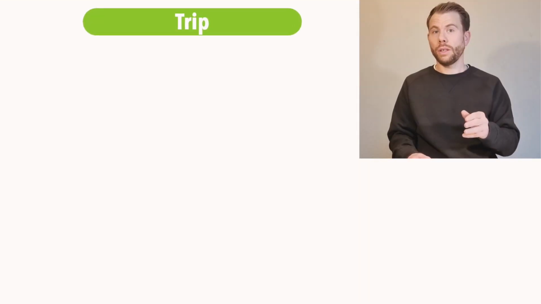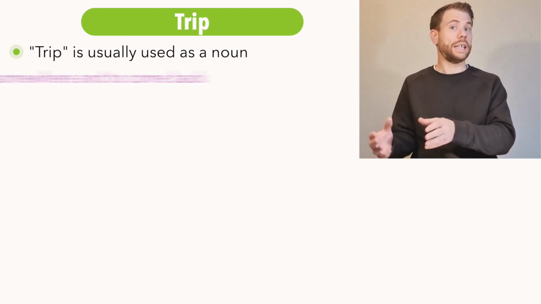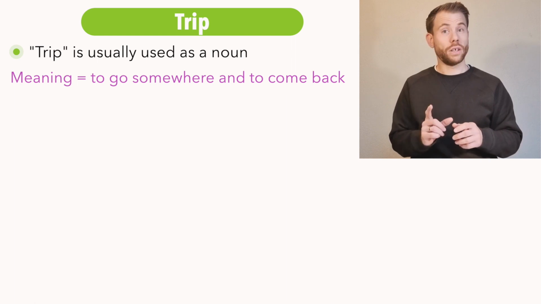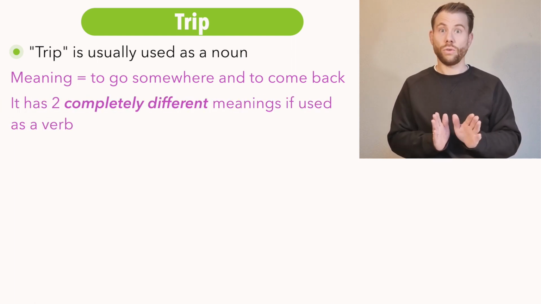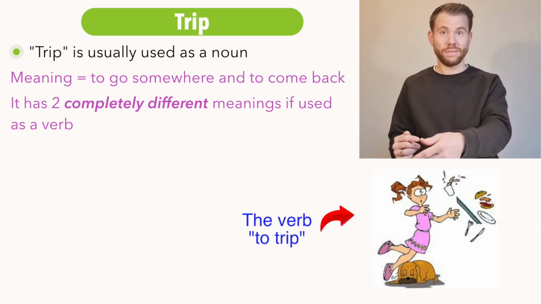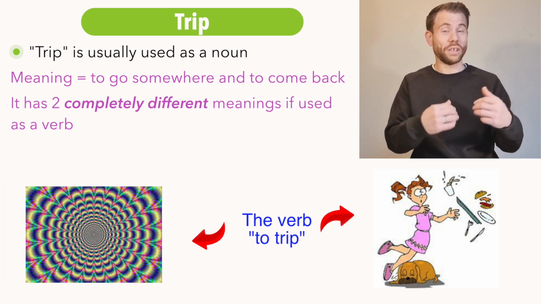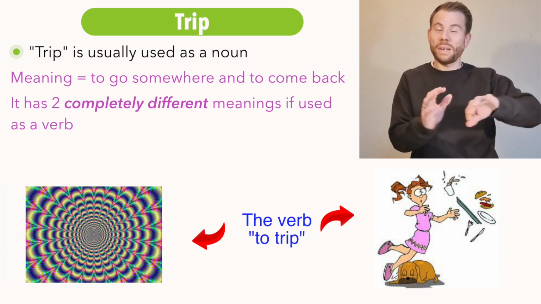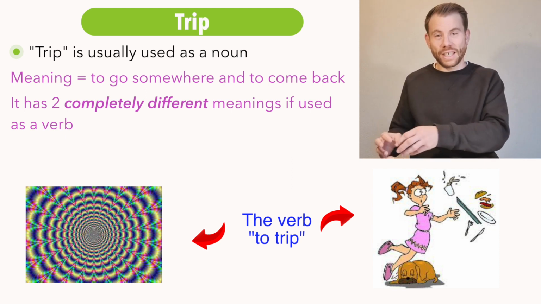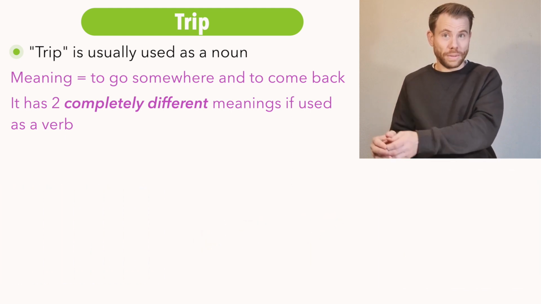So the word trip, it's normally a noun. And it means to go somewhere and to come back. The word trip can also be a verb, but has a different meaning. It has 2 completely different meanings. One is to fall over something, or it can also mean to hallucinate if you take hallucinogenic drugs. So completely different context. Don't be confused with those words. Here in this context today, it's a noun and it means to go somewhere and to come back.